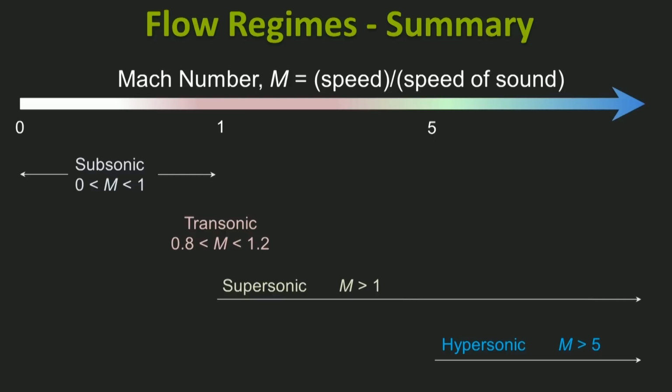In the next unit, we'll look at the speeds at which different sorts of ground, air and space vehicles travel. This will give us a feel for how fast objects are travelling when they're in these different sonic regimes.